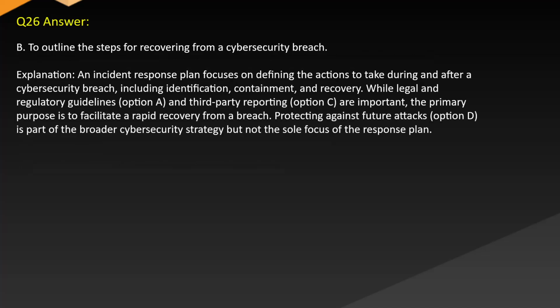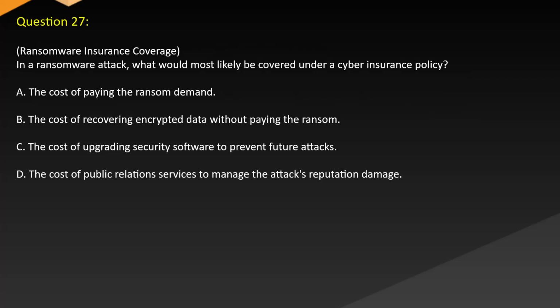Answer. B. To outline the steps for recovering from a cybersecurity breach. Explanation. An incident response plan focuses on defining the actions to take during and after a cybersecurity breach, including identification, containment, and recovery, while legal and regulatory guidelines, option A, and third-party reporting, option C, are important. The primary purpose is to facilitate a rapid recovery from a breach. Protecting against future attacks, option D, is part of the broader cybersecurity strategy but not the sole focus of the response plan.